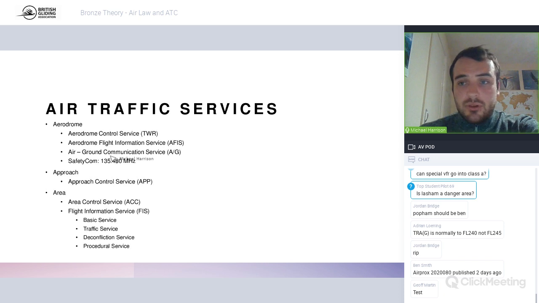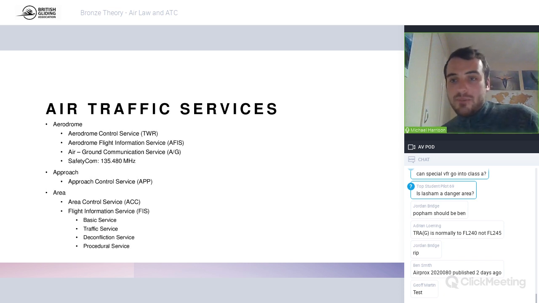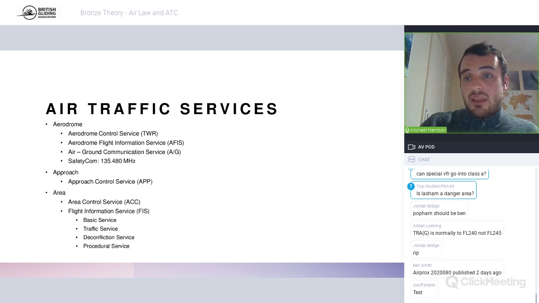Some airfields use safety comm. Those are airfields where they don't have anyone. And safety comm is just people transmit their intentions, and anyone else on the frequency will hear your intentions and hopefully tell you what they're doing as well, and everyone kind of organizes themselves. When you're on safety comm, you just refer to it as something traffic. So Membury is an example of an airfield that uses safety comm. You would just say, Membury traffic, I am doing this.